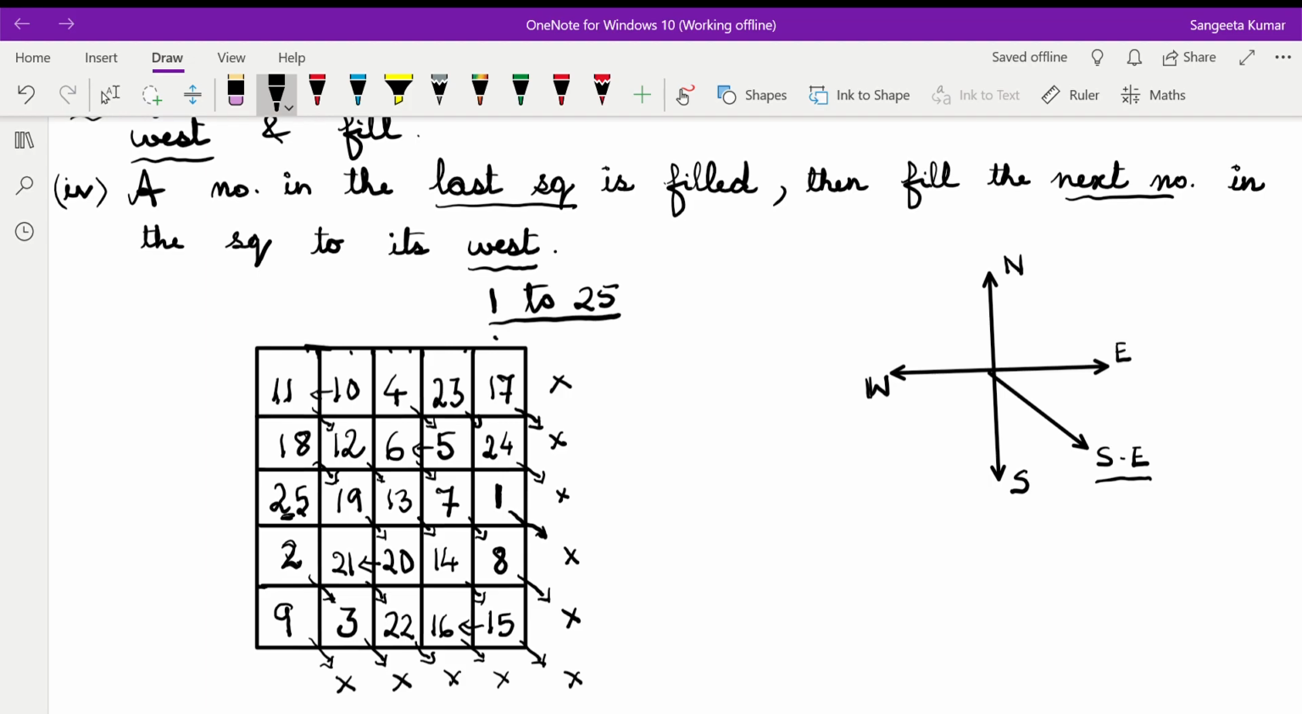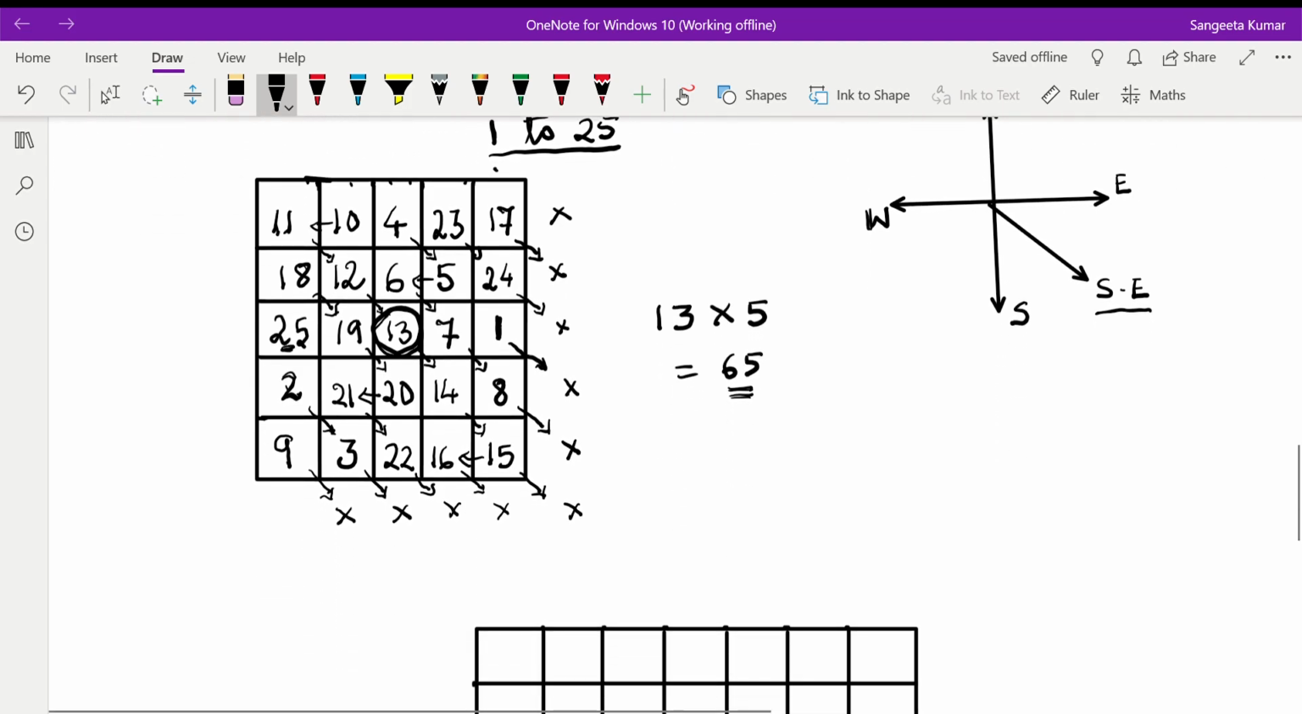Now, if you want to find out the sum, we can follow the property. The sum will be the centermost number, that is 13, multiplied by the number of squares on any side. The number of squares we have is 1, 2, 3, 4, 5. So we multiply this with 5. And if you add any side, any row, any column, any diagonal, you will get the sum total as 65. I hope all of you have understood.